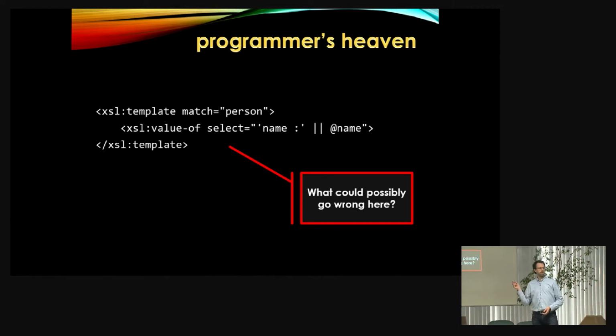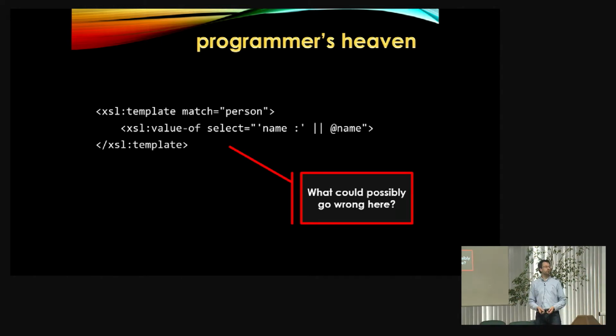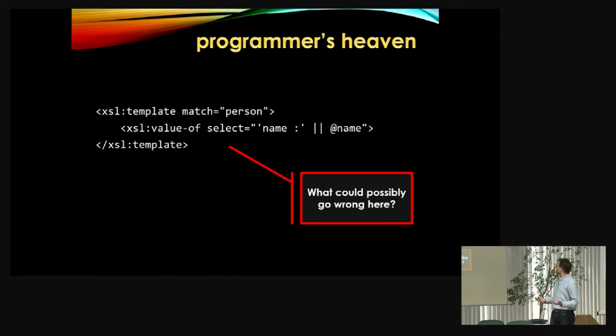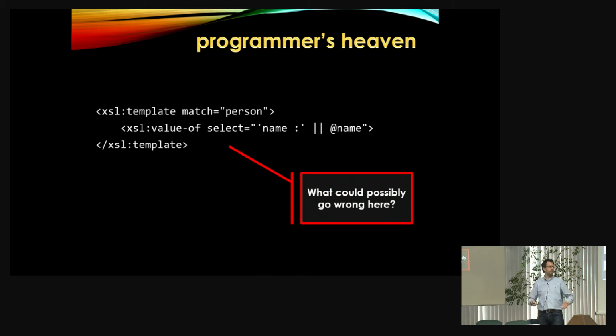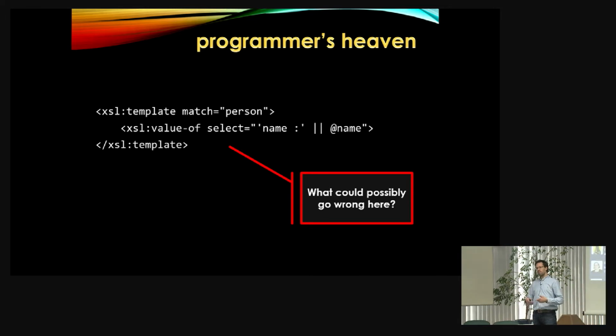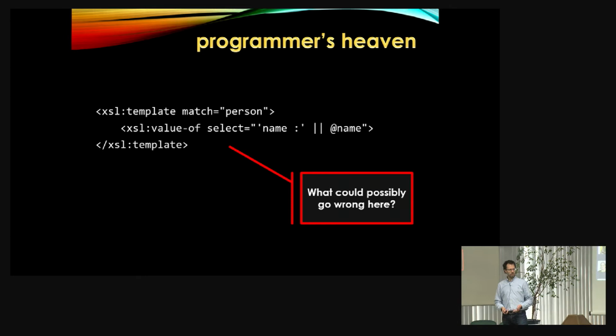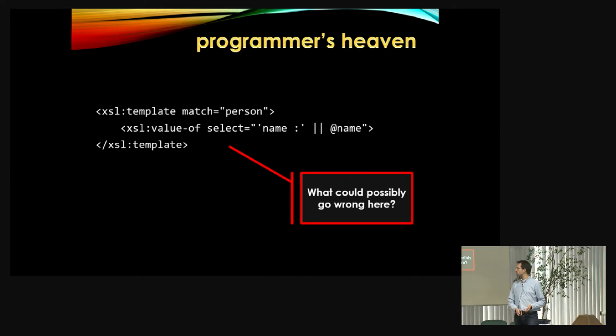Well, this code will never fail with an error, but things that can go wrong here is that there's no person in the items that you're matching against, or that it's not @name, but maybe it's @naam in Dutch or something, like you have a typo. But you will never see that when you're running your style sheet. So you just get output with missing data, and you have no idea where it comes from. Types can help you with that. That's what we're going to talk about.